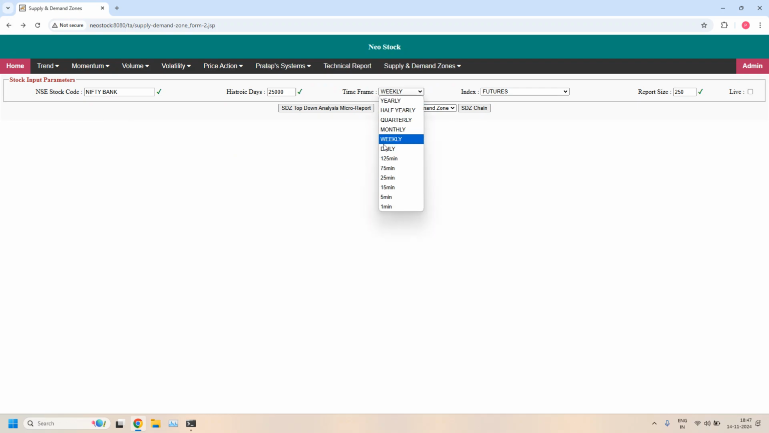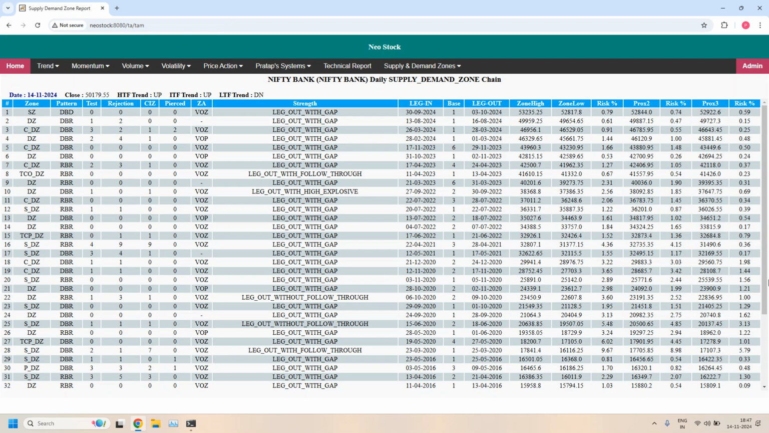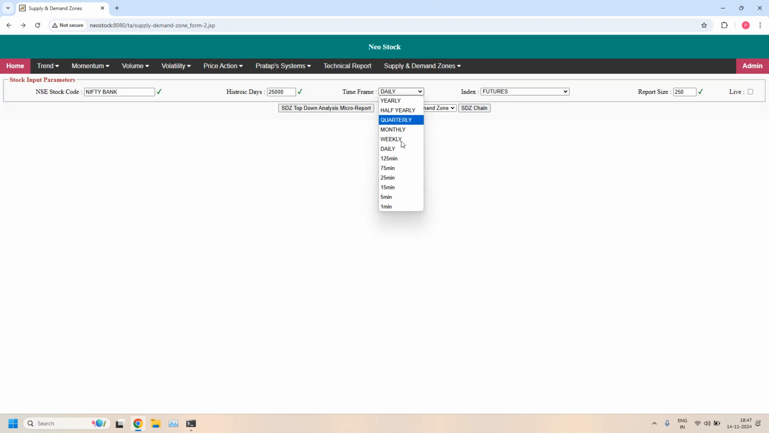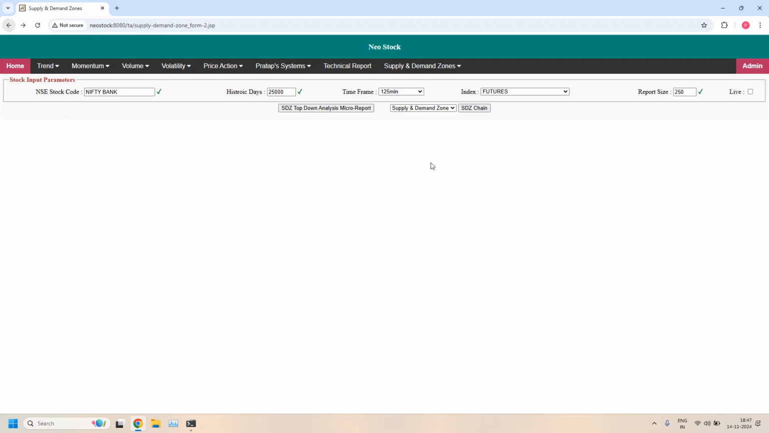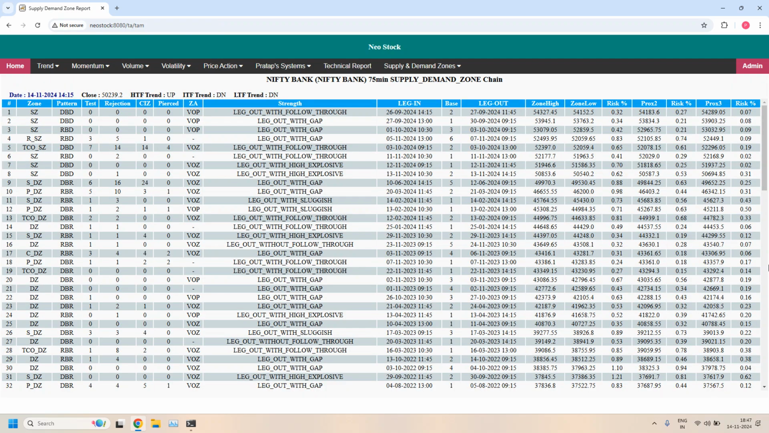Next time frame is daily, generating daily supply demand zone chain for Bank Nifty. Next time frame is 125 minutes, generating 125 minute supply demand zone chain for Bank Nifty. Next time frame is 75 minutes, generating 75 minute supply demand zone chain for Bank Nifty.